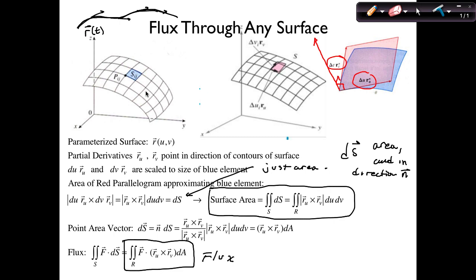In this case, would R be the parallelogram before it's transformed into the actual surface? No, R is this whole surface in the uv realm or plane, whatever that is. So if u and v were x and y, then it would be the projection of the surface into the xy plane, and you'd be integrating over that. If u and v were y and z, it would be the projection of that surface into the yz plane, and your double integral would be in the yz plane.